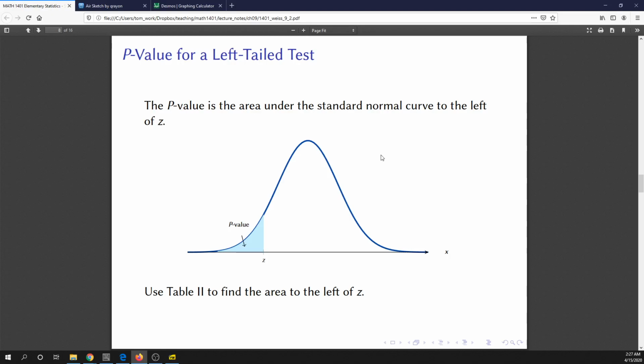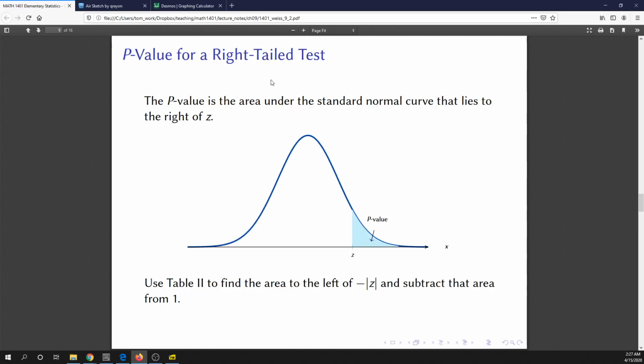All right. And next up is finding the p-value for a right-tailed test. The p-value is the area under the standard normal curve that lies to the right of the z-score, again, regardless of whether it's positive or negative. Okay, so we're finding the area to the right of that z-score. All right, and again, this boils down to one of those problems from 6.2, right? If we want to find the area to the right of the z-score, then we just look up the negative of that z-score in table 2.